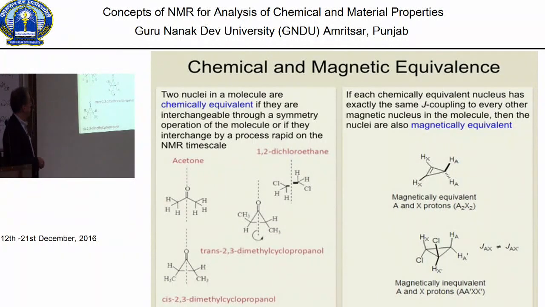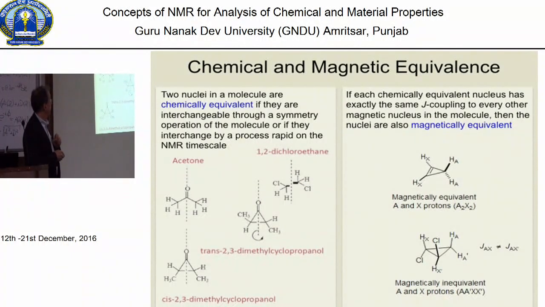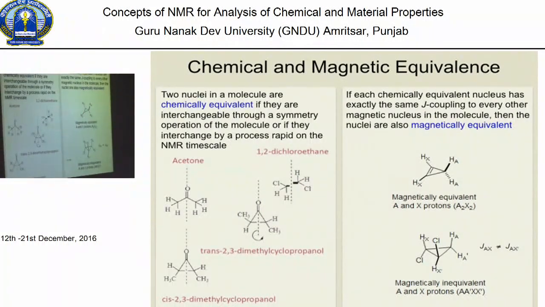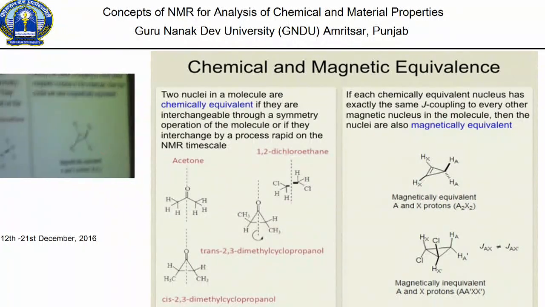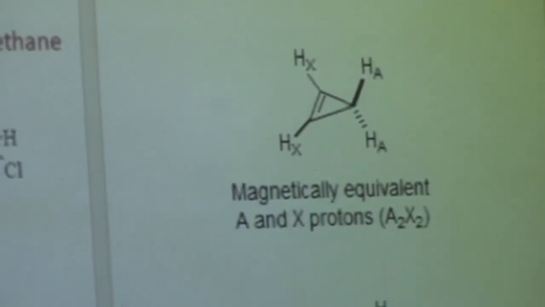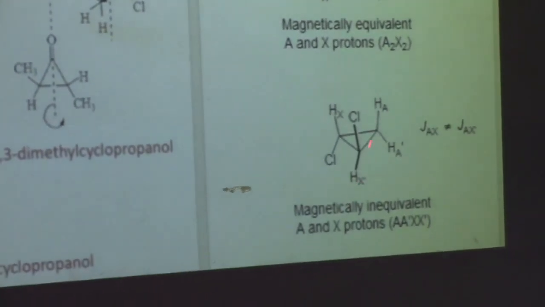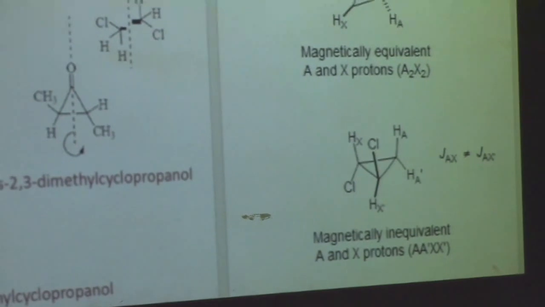Magnetically equivalent is illustrated here with two molecules, one being magnetically equivalent. The definition is that the J coupling of one spin to all the other spins must be the same. So the J coupling of A to X here is the same as the other A to X. Well, here you have a J coupling that's different from A to this X and A to this X. So they are magnetically not equivalent, although A and X are chemically equivalent hydrogens.